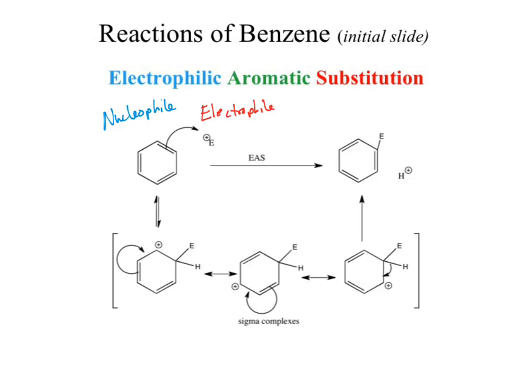So we've got our electrophile and our nucleophile, right? What happens if I make the electrophile less positive? It's going to get slower. Why? For the reaction to work, I need to have an electrophile. It needs to be positive. If I make it less positive, less likely to react.